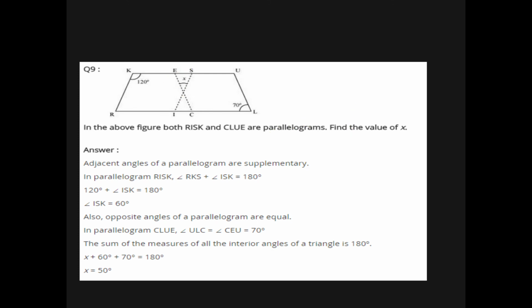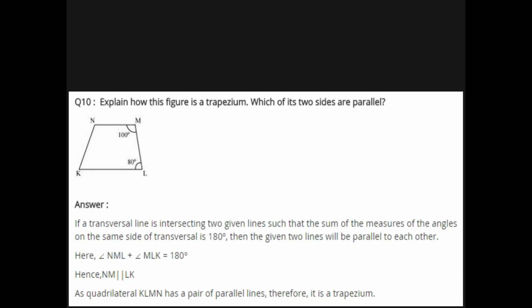Okay. So what is given here? 60 plus 70 gives us how much? 60 plus 70 gives us 130. And when we subtract 180 minus 130, we will get 50. So what is the value of X? The value of X is 50. Question number 10, see what is given.